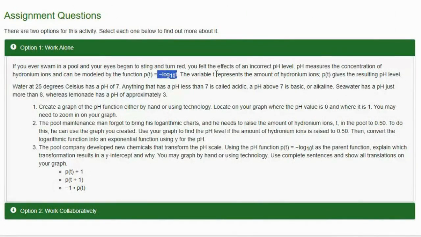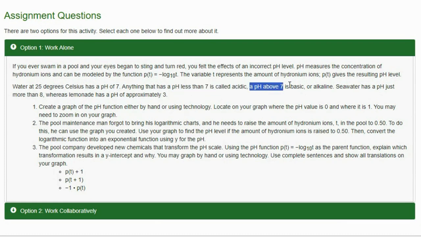The variable T represents the amount of hydronium ions. In the graph, PT, the Y is the pH level. So it says water at 25 degrees Celsius has a pH of 7. That's neutral, right? Like a glass of drinking water. Anything that has a pH less than 7 is called acidic, like soda pop, right? Coca-Cola has a number lower than 7.